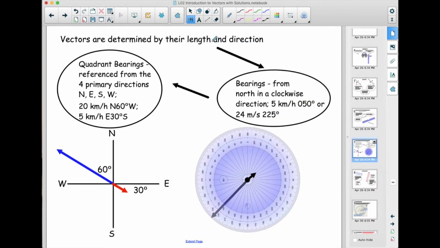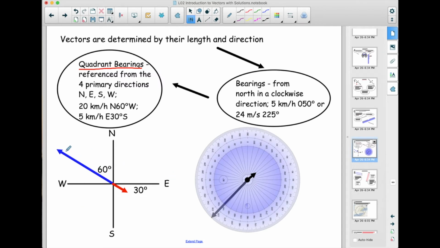And now we need a direction. So we figured out the magnitude. It does have a length. Now it needs a direction. So there are two ways we can give direction. One would be using quadrant bearings, referenced from our primary directions: north, south, west, and east.